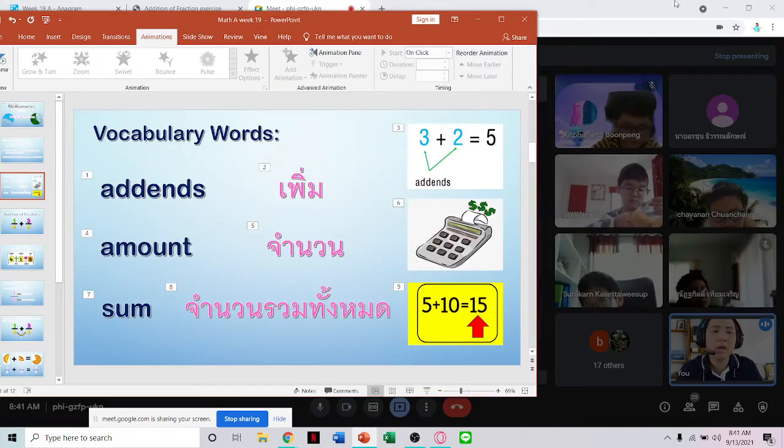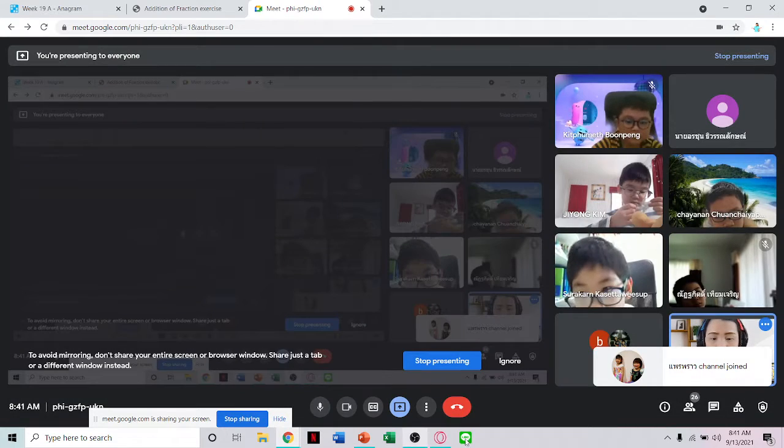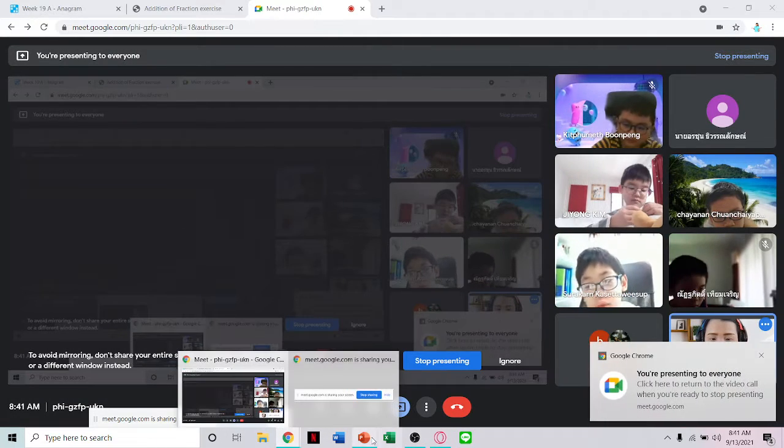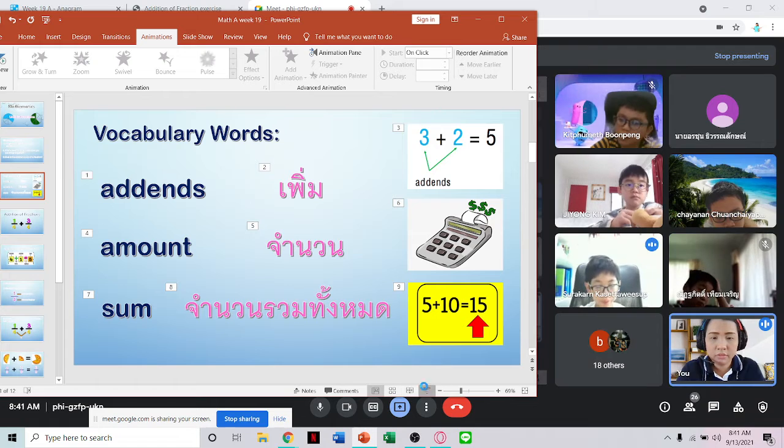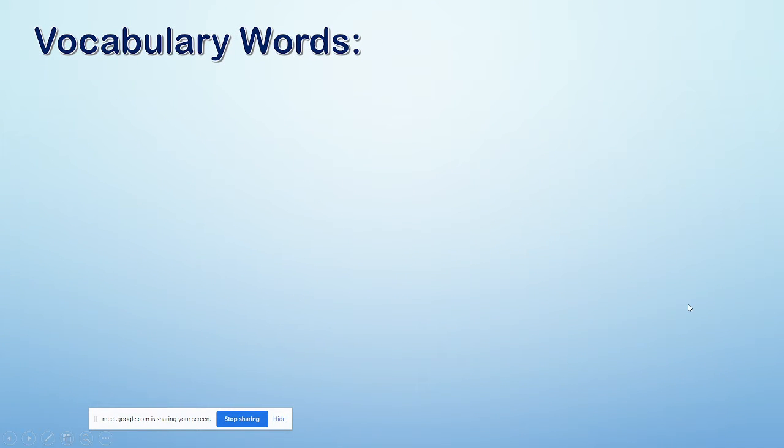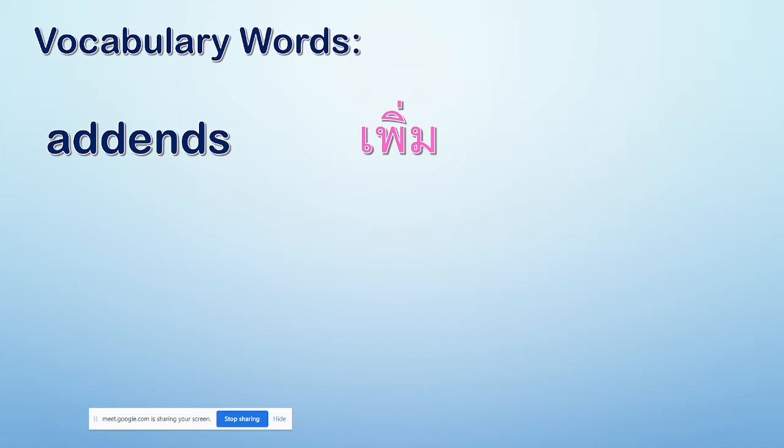Okay, for the vocabulary words, turn off your microphone first. Vocabulary word number one is addends. In Thai, what do you call addends? Okay, I can say addends. Those are the numbers that you add together.